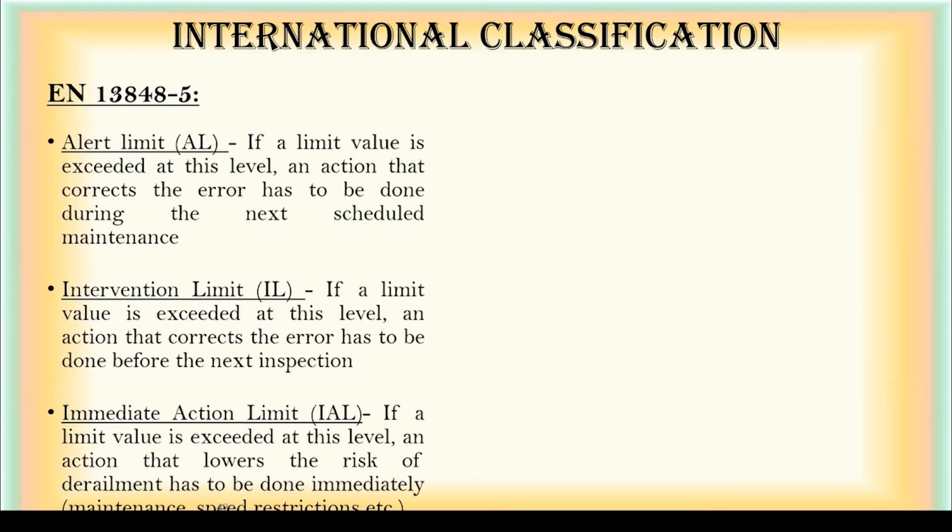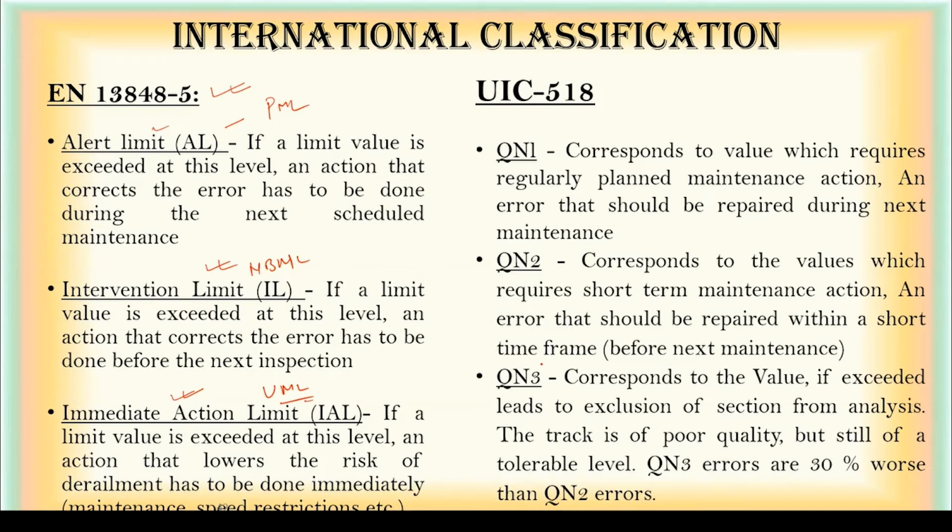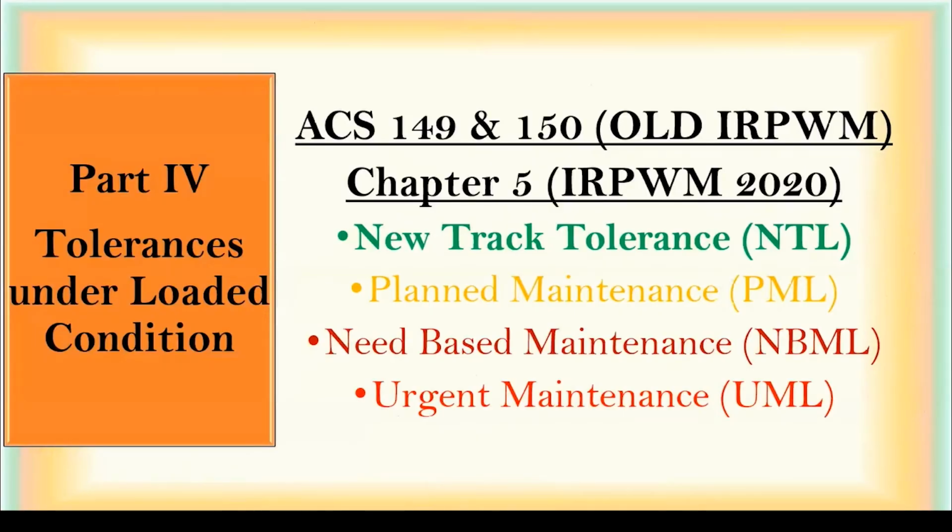Internationally, if you see, these are the provisions of European standard. They maintain an alert limit, intervention limit and immediate action limit. If we compare alert limit with ours, then we can say PML, intervention limit means NBML, and immediate action limit means UML. Equivalent. And similarly, UIC is this QN1, QN2, QN3, these are all similar. Now we will see these tolerances one by one in detail.